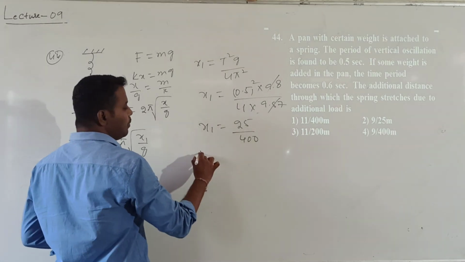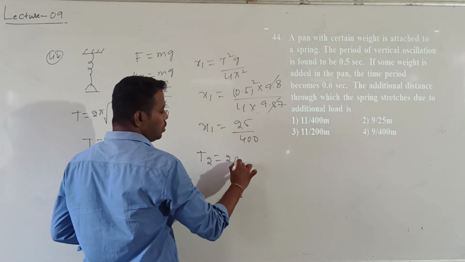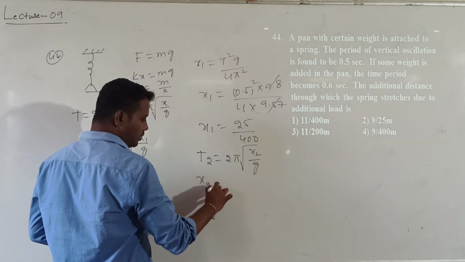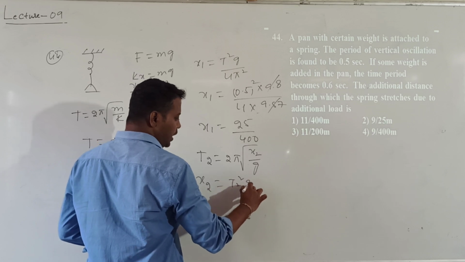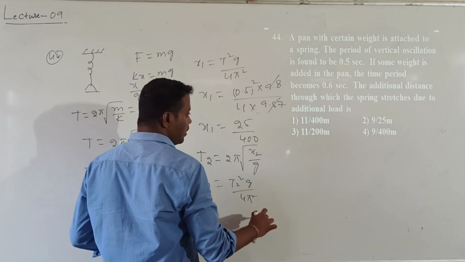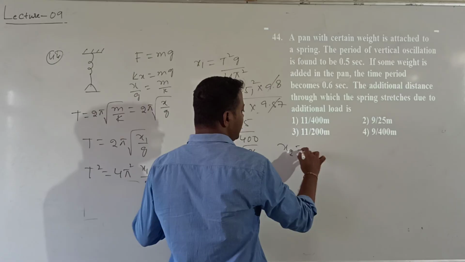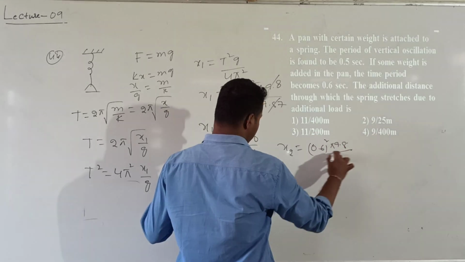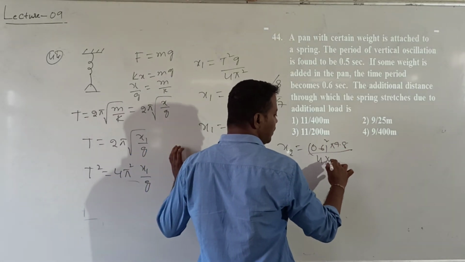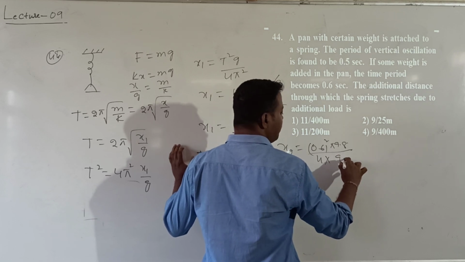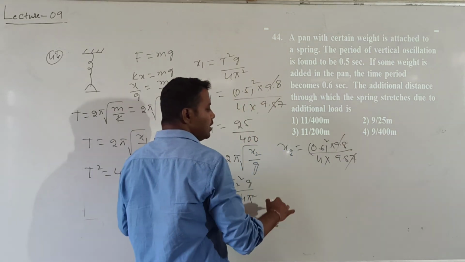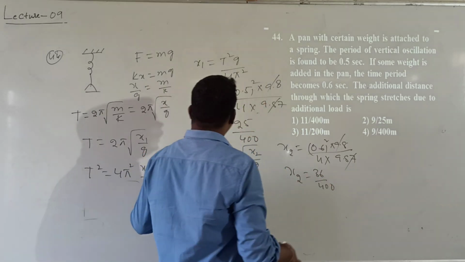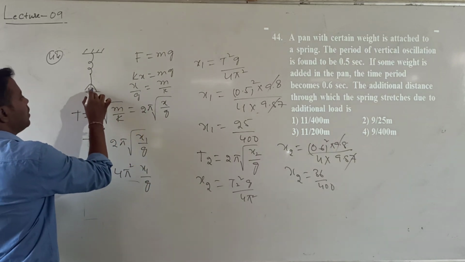Now finally, what is the time period T2? T2 is equal to 2 pi into root over x2 divided by g. From this, x2 value is T2 squared into g by 4 pi squared. So what will we get for x2? T2 squared value 0.6 whole squared into g value 9.8 by 4 into pi squared value 9.87. Approximately cancel. So what is x2? 36 divided by 400.